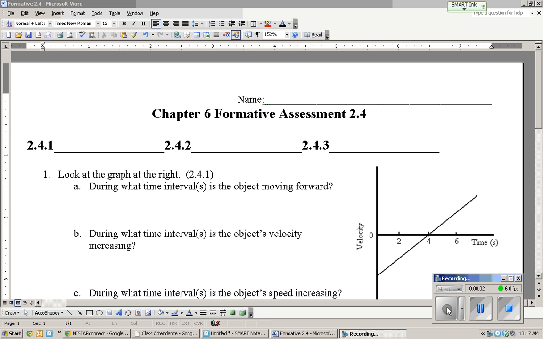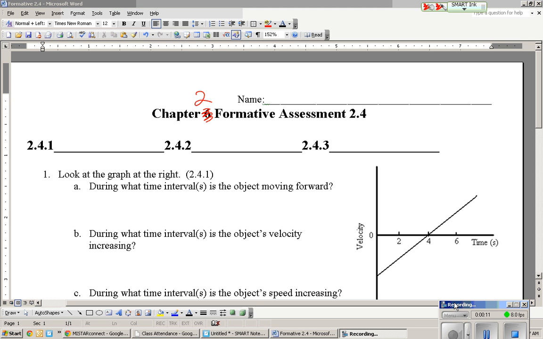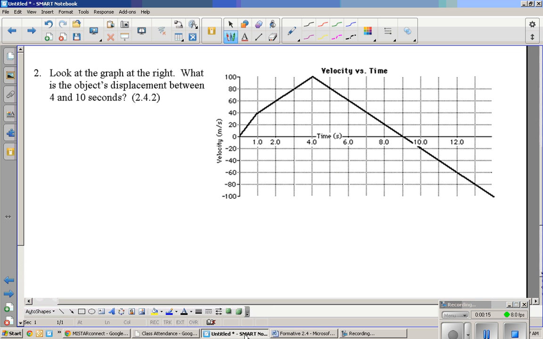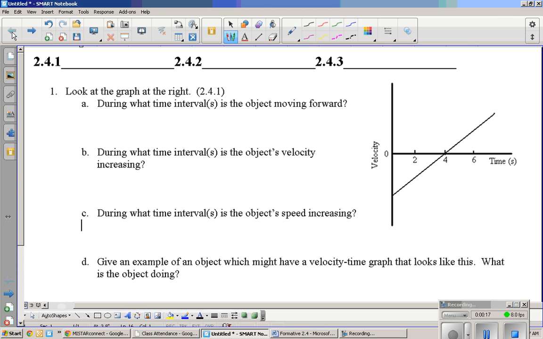All right, so here are the answers for the Chapter 2 Formative Assessment that we did not get to in class. All right, so here's the deal. We've got this graph over here. Let me do this. Oh man, F minus. All right, there we go. So we've got this graph over here. The first thing to notice is that this is in fact a velocity time graph.